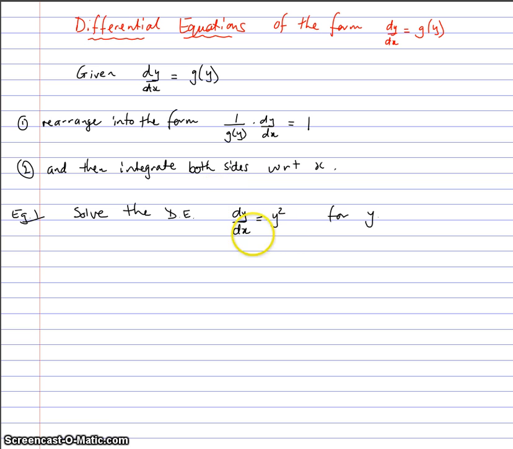So first of all, we've got dy/dx equals y squared for this one. And we need to solve the differential equation for y. In other words, we want to have y equals something or other. So first step, divide both sides by y squared. So we end up with 1 over y squared times dy/dx equals 1. And now integrating both sides with respect to x.